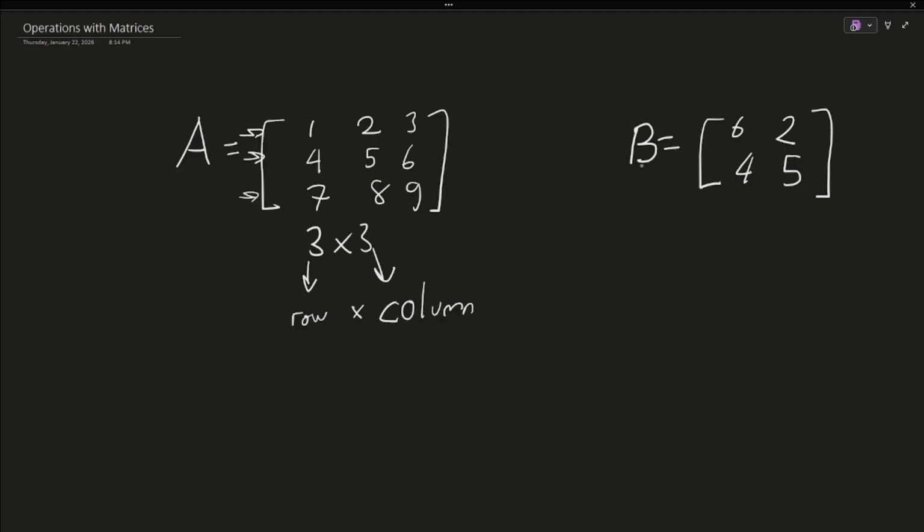And over here for B, we have two columns and two rows. So we will write the row first. Our row is 2, and our column is also 2. So these are called square matrices because the number of rows equals the number of columns. So anytime row number is equal to the column number, it's going to be a square matrix.